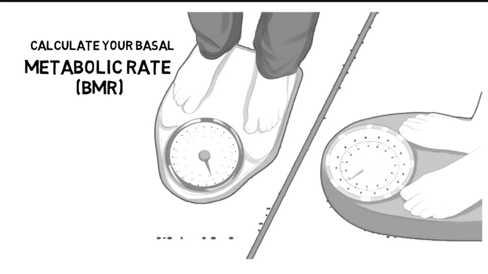You will use the results from the BMR equation to find out how many calories you need to either lose weight or maintain your weight. Use the following equation for men: 66.47 plus 13.7 asterisk weight kilograms plus 5 asterisk size centimeters minus 6.8 asterisk age years. Use the following equation for women: 655.1 plus 9.6 asterisk weight kilograms plus 1.8 asterisk size centimeters minus 4.7 asterisk age years.